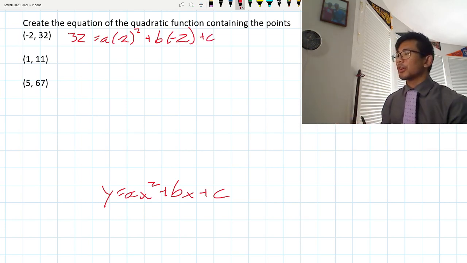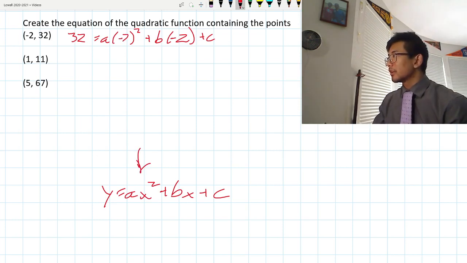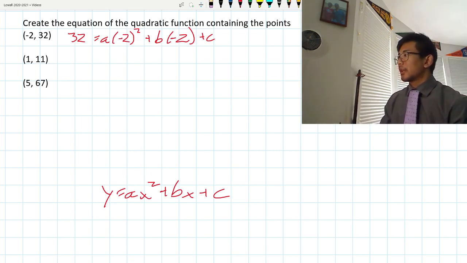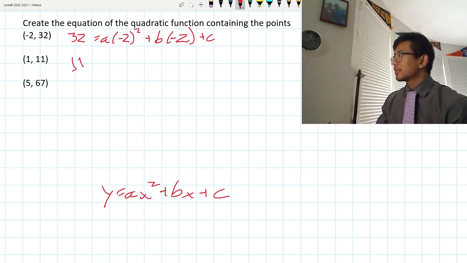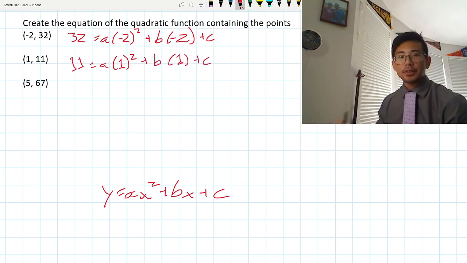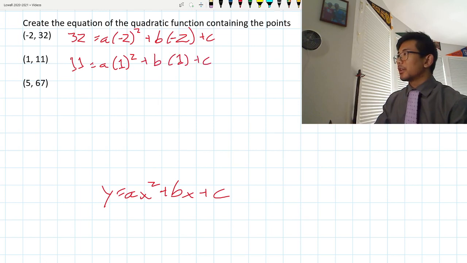I know usually we put our variables or our letters second, but I'm just going to literally plug these in as it's shown. Okay, now we have that. So I'll plug in this 1 comma 11. So I'll get 11 equals a times 1 squared, which is just 1, but I just want to show what we're doing. b times 1 plus c, like so. That's a 1. I apologize. I'm still getting used to writing on this little writing tablet thingy.